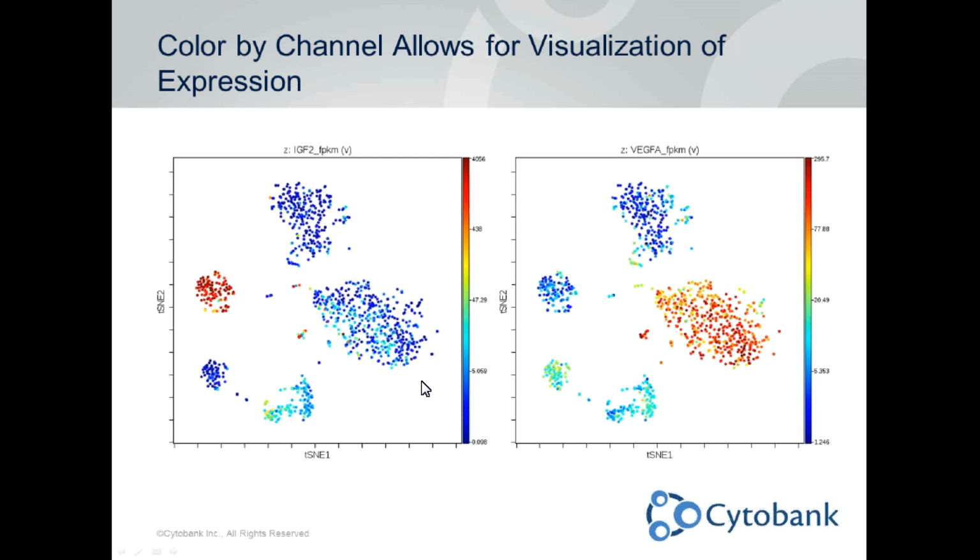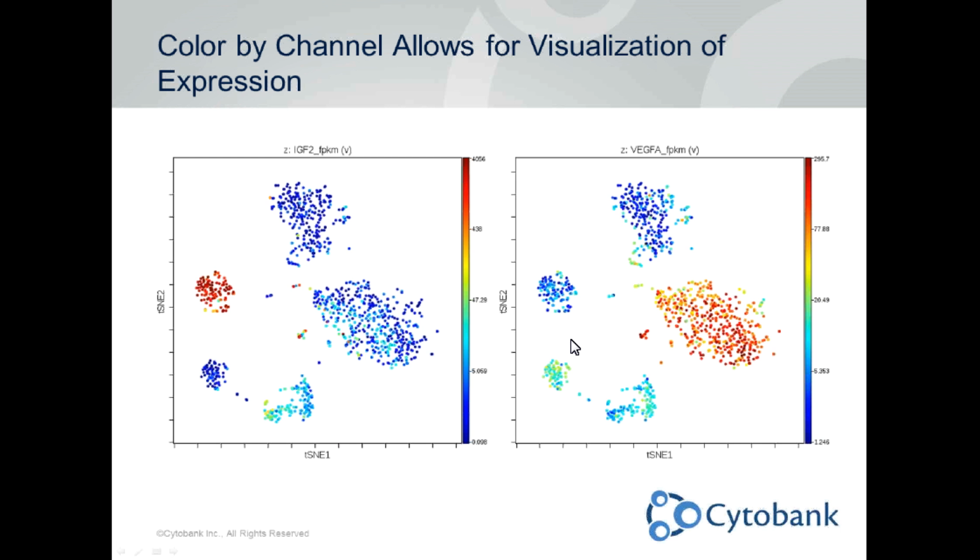So what does this data look like? The VISNI combined with coloring by channel allows us to look at the expression levels of different RNAs across these channels or across these samples. So here we can see that VISNI has separated our kidney cancer samples into these 5 main islands. This island is high in IGF-2. And if we look over here, this island is high in VEGF-A. And this is useful. You can see these contribute to the reason why VISNI has separated these islands.